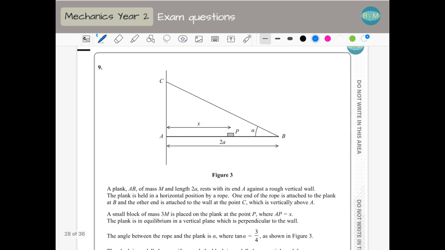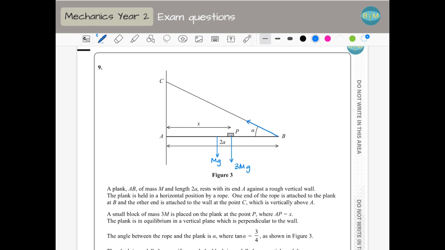So we have the weight of this block here, that is 3m times g. Then the weight of the plank itself, the mass is m, so this is going to be mg, and this is going to be in the midpoint. I know it's not exactly in the midpoint, it's just my drawing. Then we have the tension at B.